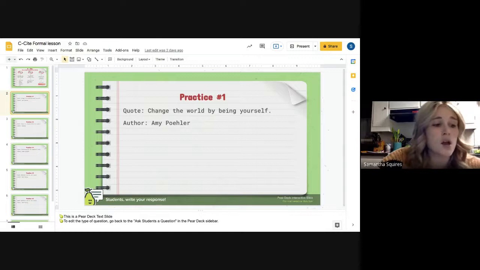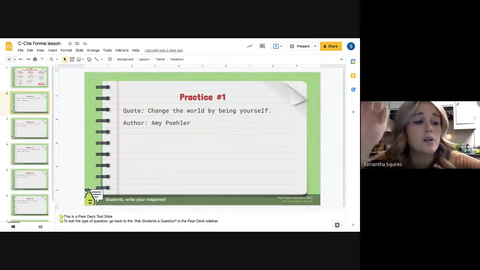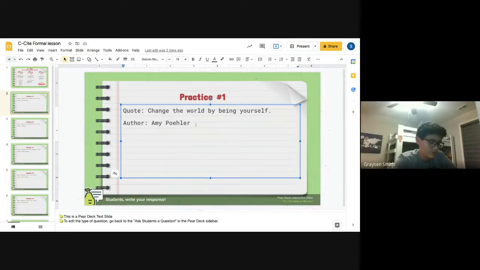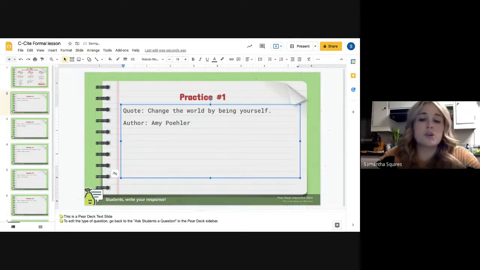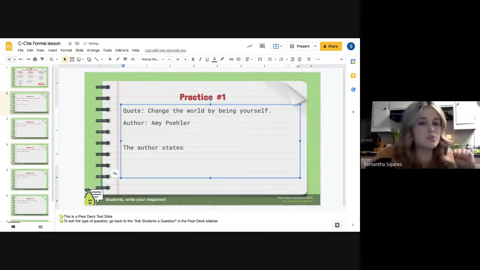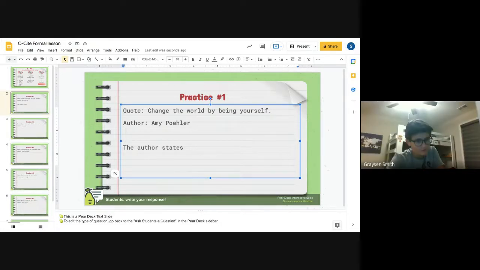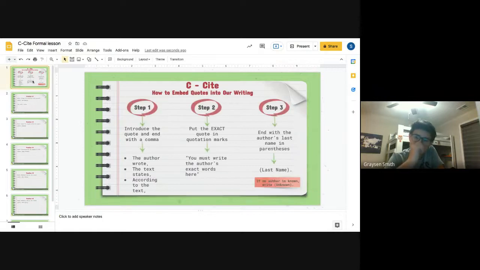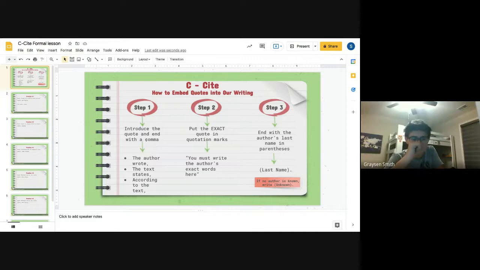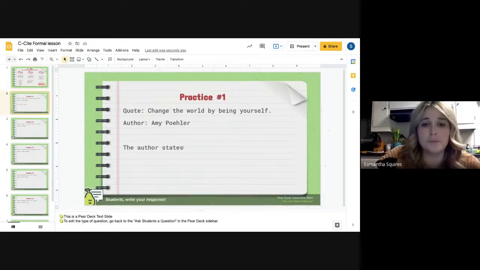I like the one in the right column at the very top. The author states. Yeah, do you think that would be a good one? Yeah. Okay. And what do I have to put right after that? Change the world by being yourself. Yep, but what has to come right after that and end with a comma? Yep, I gotta put my comma.